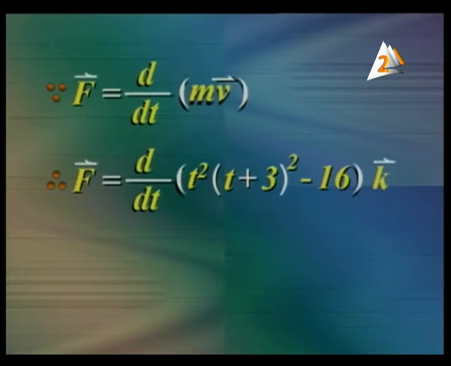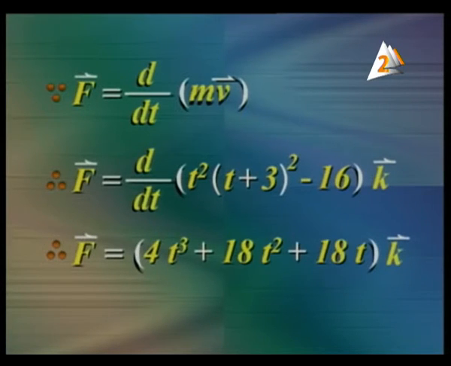Therefore, since f is the derivative with respect to time of mv, therefore f equals d by dt of t squared times t plus 3 all squared minus 16 in direction k. Therefore, f equals 4t cube minus 18t squared plus 18t in direction k.